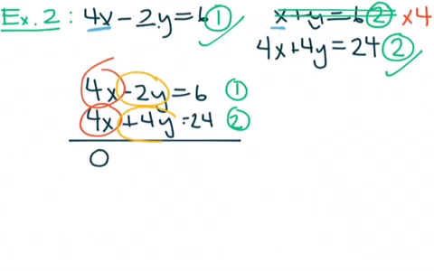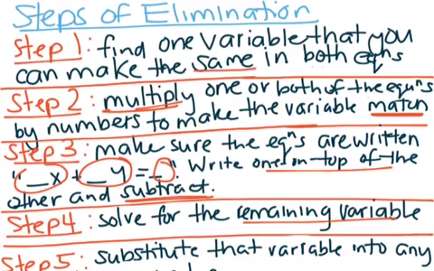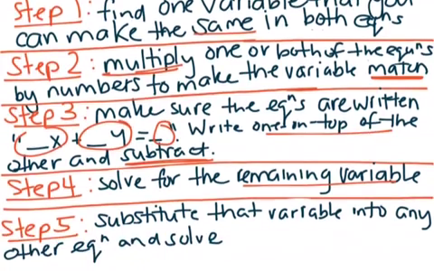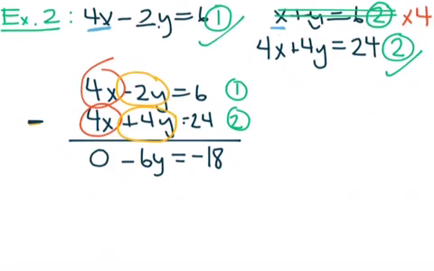-2y minus, don't forget we're subtracting here. So we've got -2y minus +4y. If you put that into your calculator, that's just -2 minus 4, which is -6. We've got -6y equals 6 minus 24, which is just -18. So let's go back to our steps. We've subtracted them. Step 4 says solve for the remaining variable. Okay. So the remaining variable, because we've eliminated x from here, is just y. So now we're just going to solve for it.